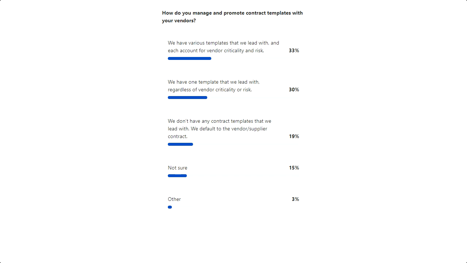Kelly, while we wait for the results to tabulate on this one, we can answer another question from the audience. And this question is, can you provide some specific things that should be done during an ongoing review of a contract?